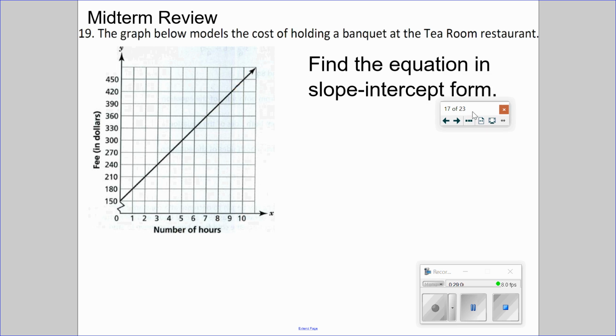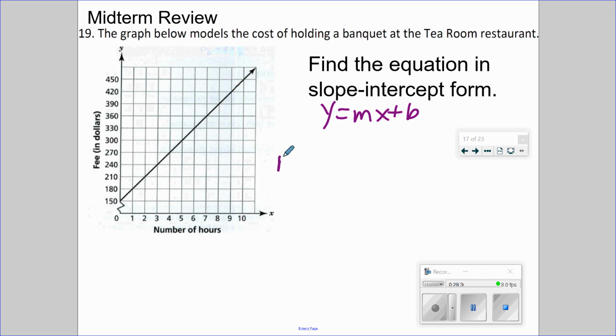Now it says to us, find the equation in slope-intercept form. The graph below models the cost of holding a banquet at a tea room restaurant. You have number of hours, and you have the fee in dollars. Slope-intercept is y equals mx plus b. Well, your b is the easiest. That's your starting point. Your y-intercept is your starting point.